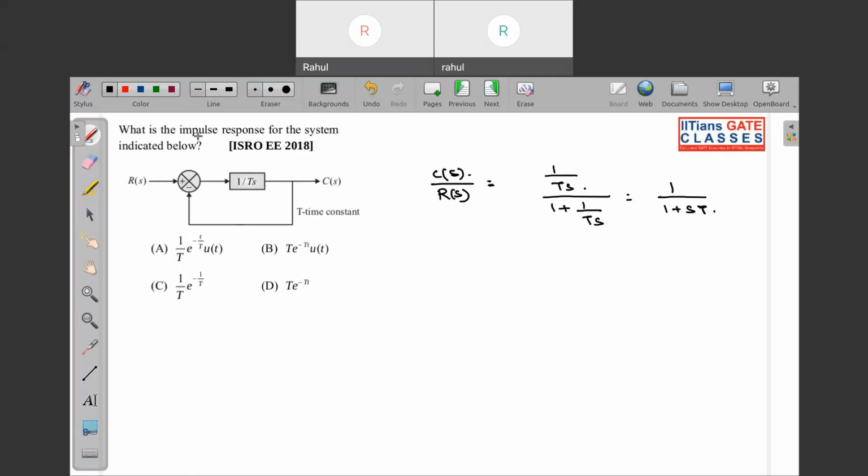Why? Because it is given as impulse response. So r(t) is equal to delta(t). So R(s) will be equal to 1. Okay, R(s) will be equal to 1.